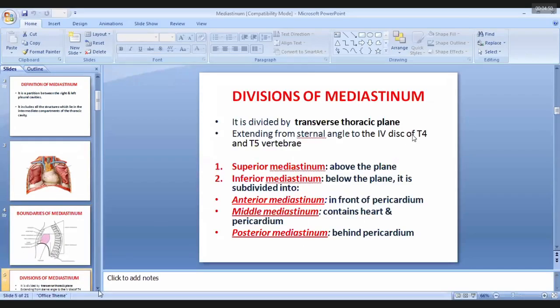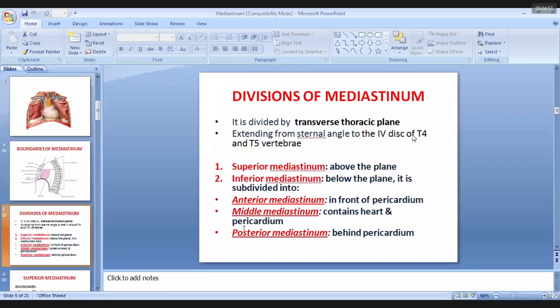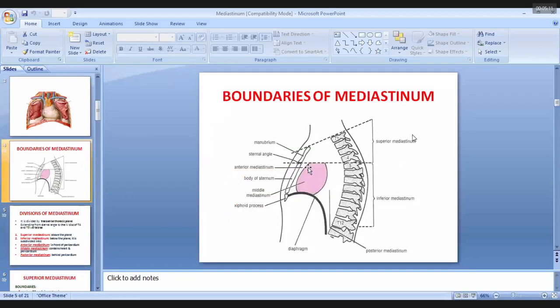Then there are different subdivisions of the mediastinum. This median partition is further subdivided into two main parts, the superior mediastinum and inferior mediastinum, by a transverse thoracic plane. This transverse thoracic plane is an imaginary plane that lies at the level of the sternal angle anteriorly, and posteriorly it reaches the level of the intervertebral disc between T4 and T5.